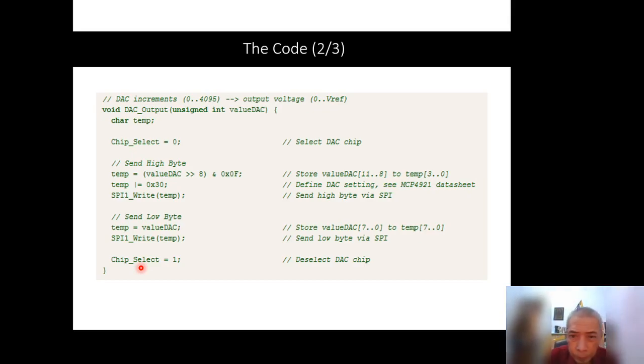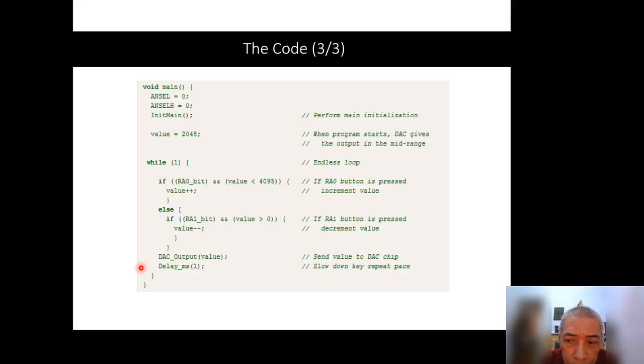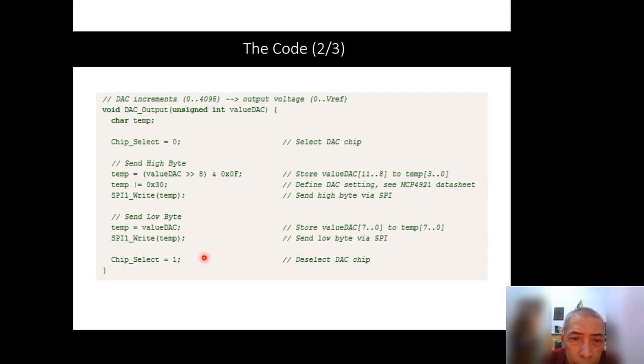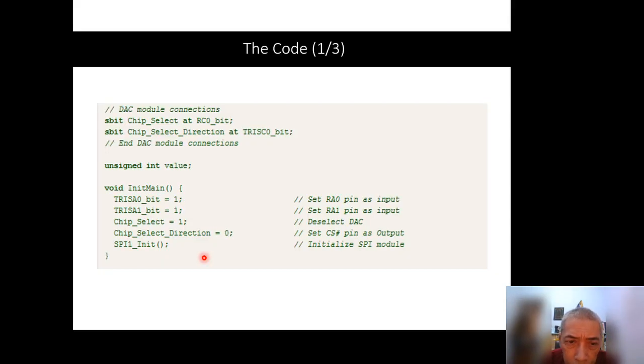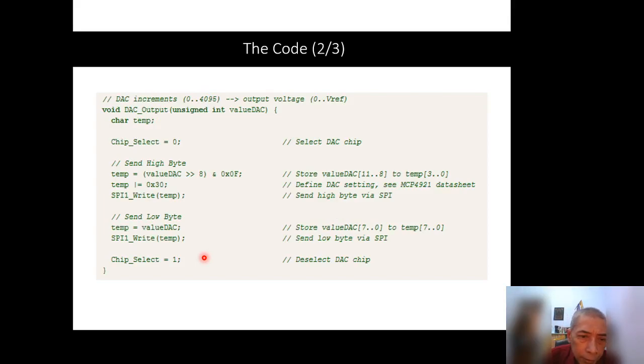Send to the SPI. Okay. If you press the RA0 button, the value increments, and the DAC output is according to the value. So this is the DAC. Okay, store value, just like this. Okay, DAC connector. And this is to write the value.